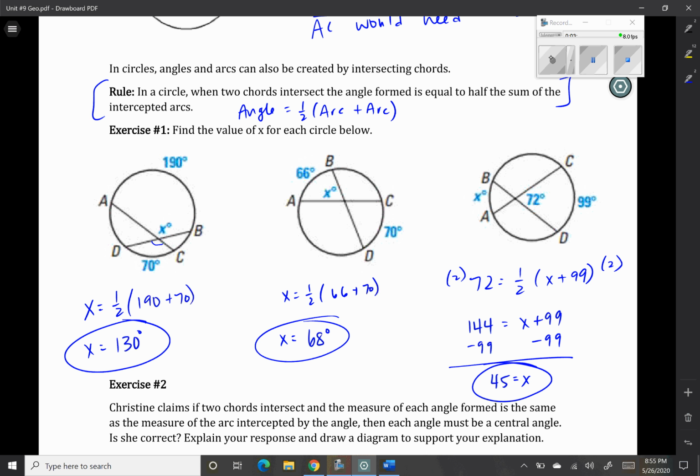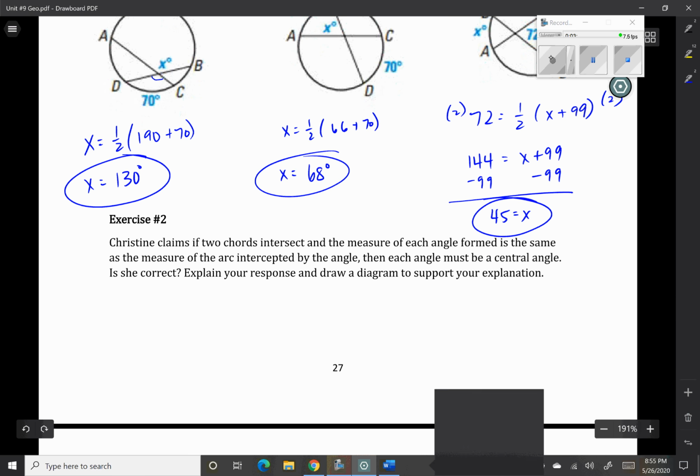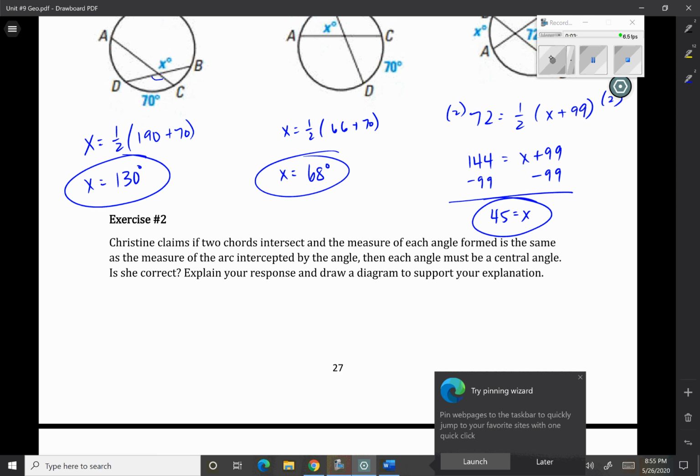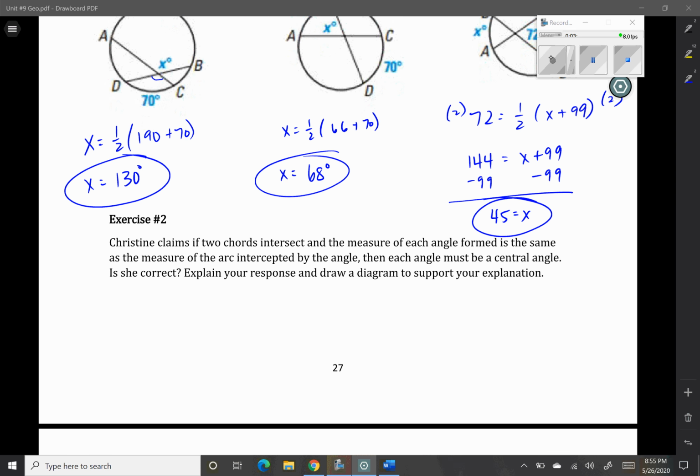So number two is one of those questions that we could just think about later. We don't have to do it right now. The big thing here is just understanding the rule that we want above. So we're going to skip number two.